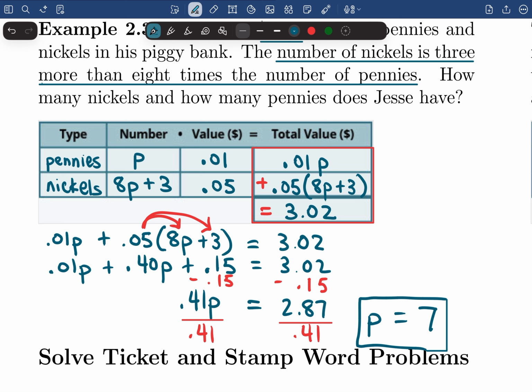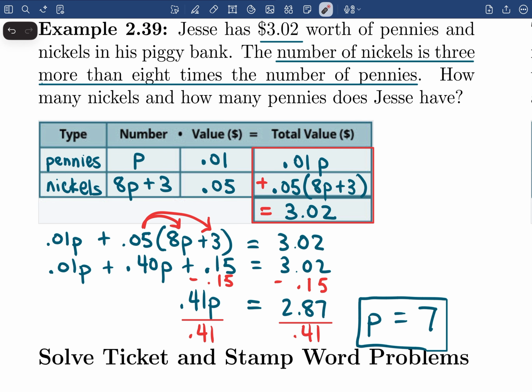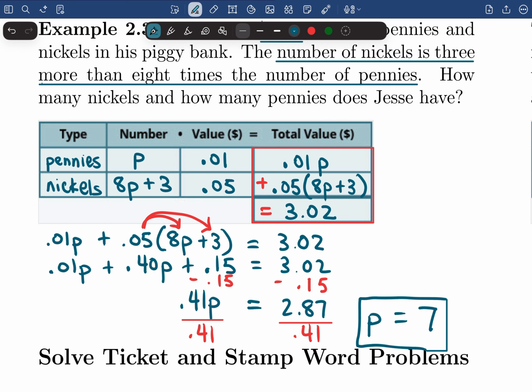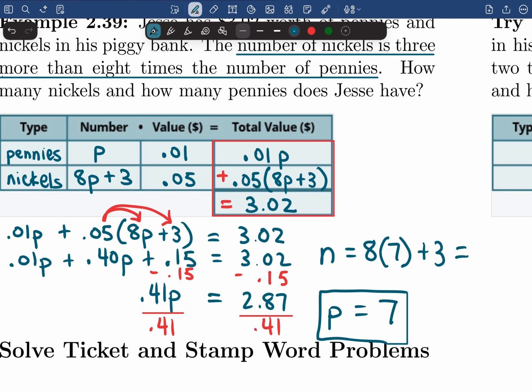Well, we know how many pennies Jesse has now. He has 7 pennies. But now we need to find the amount of nickels. What's great is we already have an expression for the amount of nickels that we stated above. It was 8p plus 3. So I can plug 7 in for p. The amount of nickels will equal 8 times 7, plus 3. And 8 times 7 gives us 56, plus 3, that's 59.